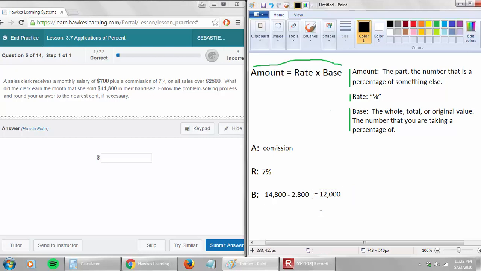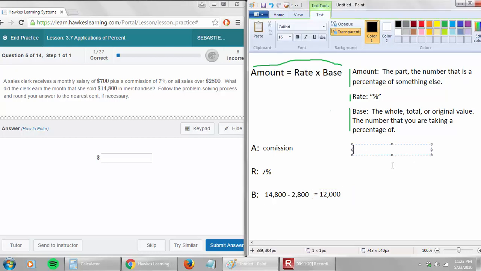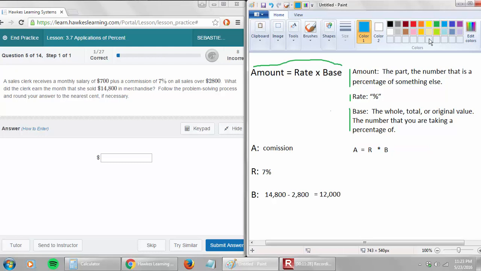And again, we can set this one up just like the last one. Amount equals rate times base. And I can just fill things in directly underneath each of these. I'm going to write the number that is associated with that particular letter. Now, you might be tempted to skip this. You might just think, oh, I know I have to multiply. Why can't I just multiply?